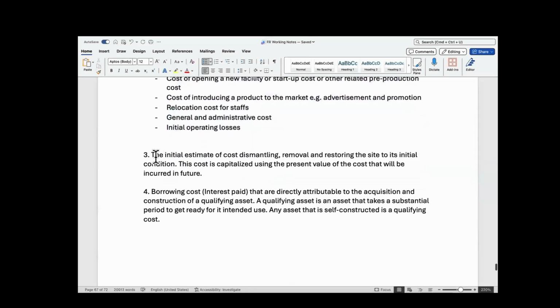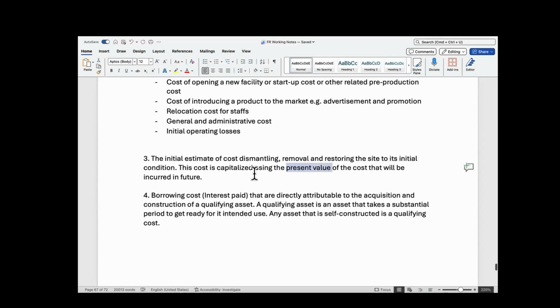Then there's the initial estimate of dismantling, removal, and restoring the site to its initial condition. These are also capitalized at present value. You need to get the present value of the cost. Also, there are borrowing costs that are directly attributable to the acquisition and construction of a qualifying asset.